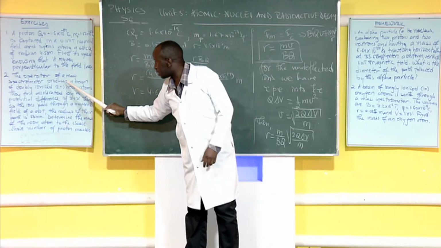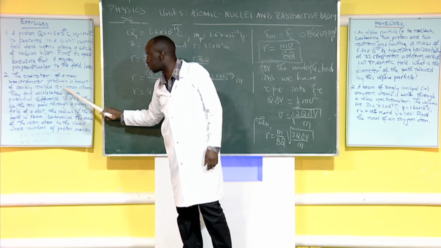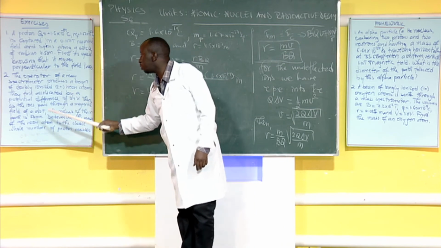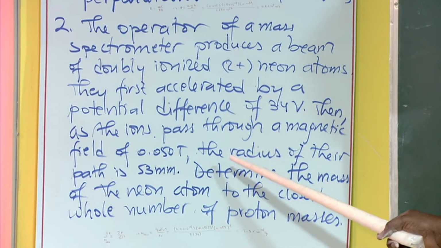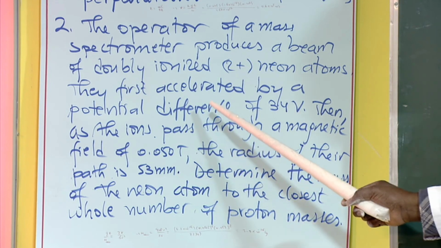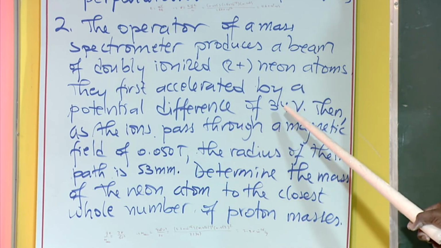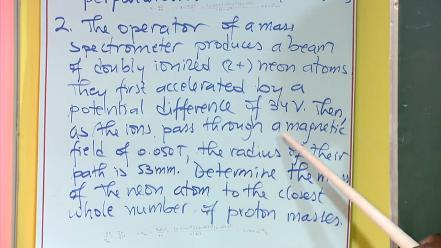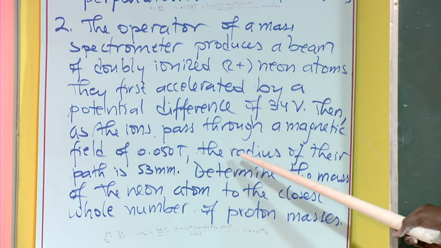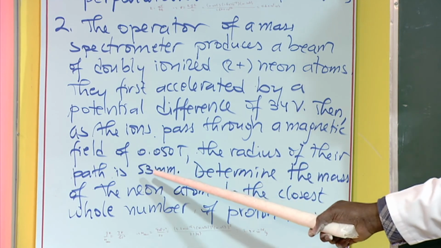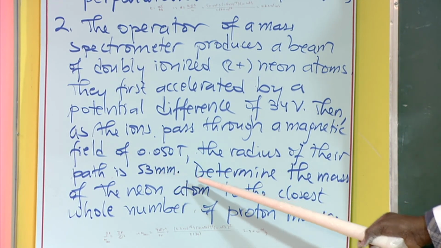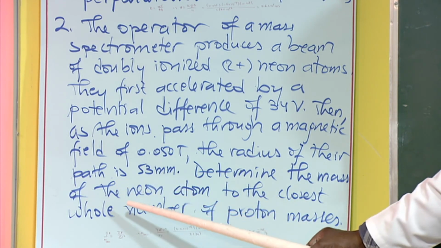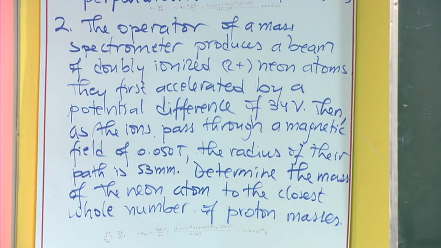Now, students, what we have is number 2. An operator of a mass spectrometer produces a beam of doubly ionized, 2 plus, neon atoms. They are first accelerated by a potential difference of 34 volt. Then as the ion passes through a magnetic field of this value, the radius of the path is 53 millimeter. Determine the mass of the neon atom to the closest whole number of the proton masses.